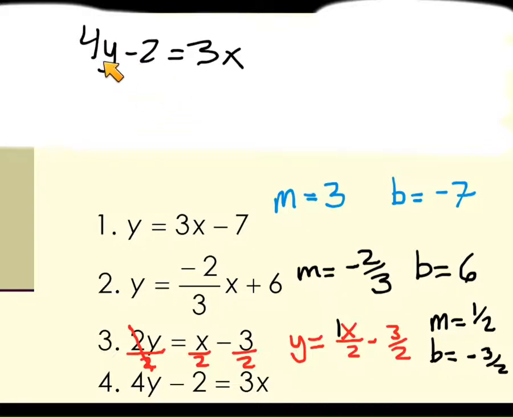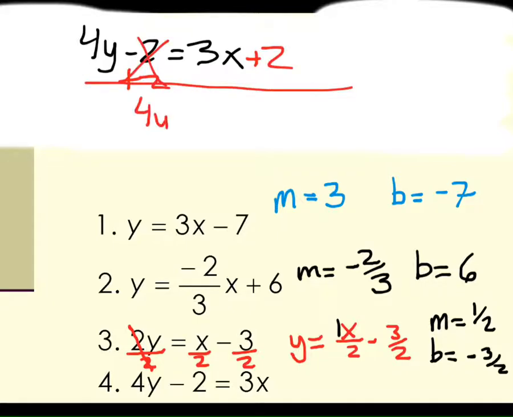Now remember, the thing closest to the y we leave till the end. We undo in reverse order of PEMDAS, so we undo addition and subtraction first, then we undo multiplication and division. So I need to move that minus 2 over first. To do that, I'm going to add 2 to both sides. That goes away, leaving me with 4y equals 3x plus 2.